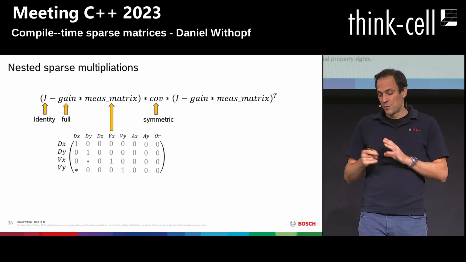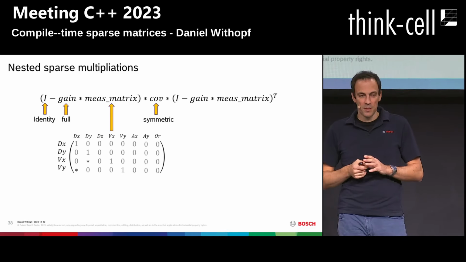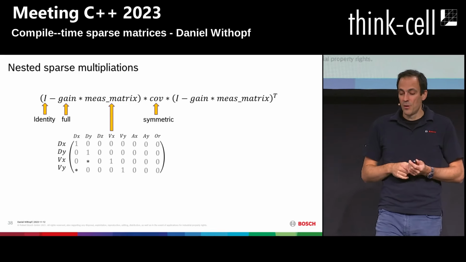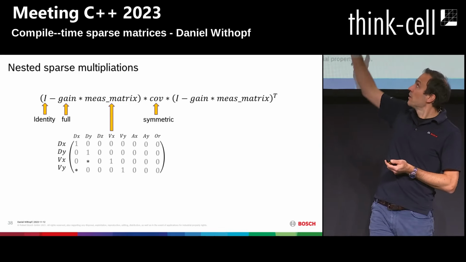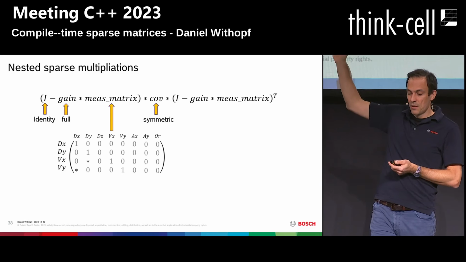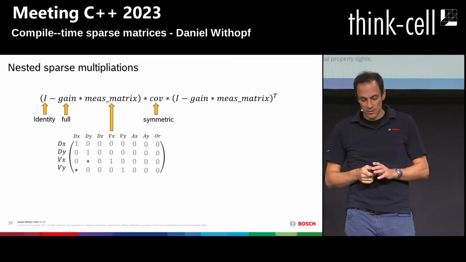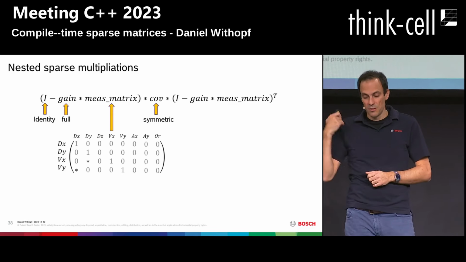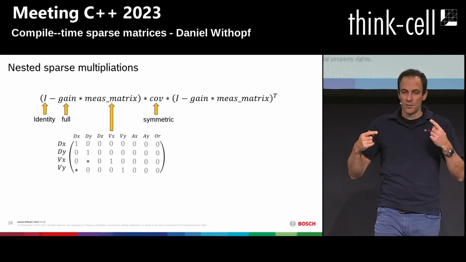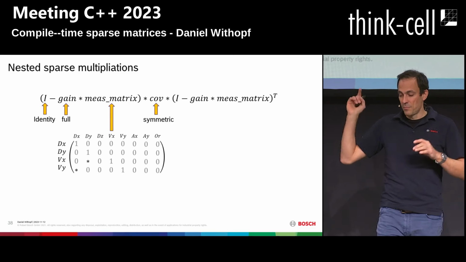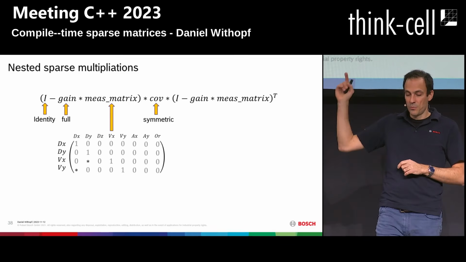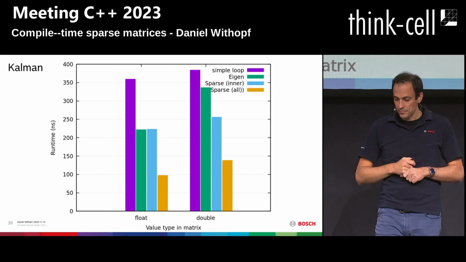And now I have two different measurements with my sparse approach. In the first one, I'm only using sparse multiplication for the innermost multiplication with a measurement matrix and the gain matrix. And in the second measurement that I report on the next slide, I'm using sparse multiplication for all of the multiplications in here, so also for the one with the covariance matrix.